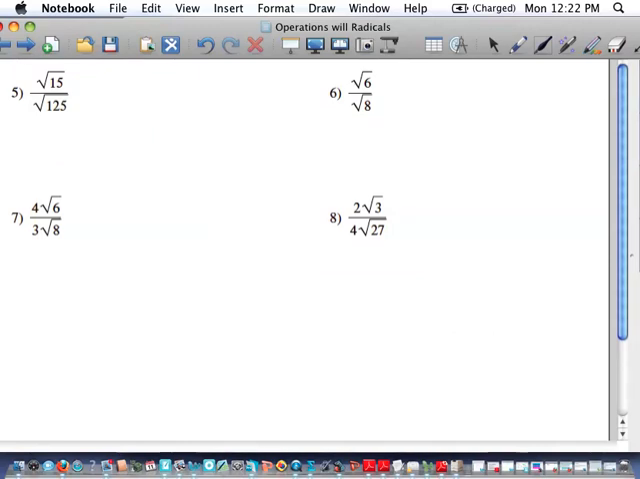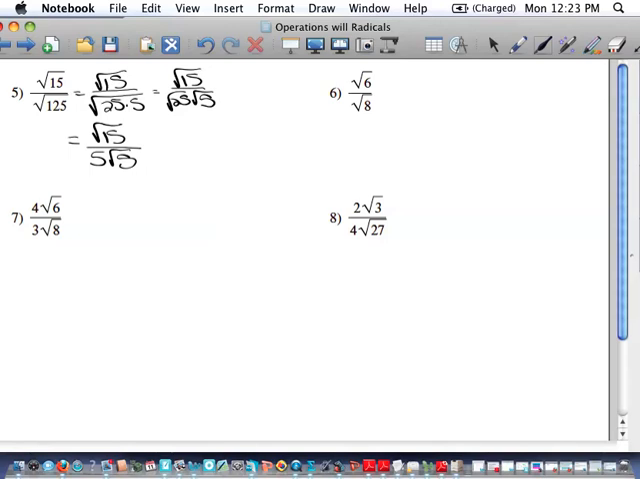Next, I have the square root of 15 over the square root of 125. Now I'm going to take a different approach to this. I know that the square root of 125 can be broken down into the square root of 25 times 5, which becomes the square root of 15 over the square root of 25 times the square root of 5. Now we know 25 is a perfect square, so that means the square root of 15 over 5 root 5.